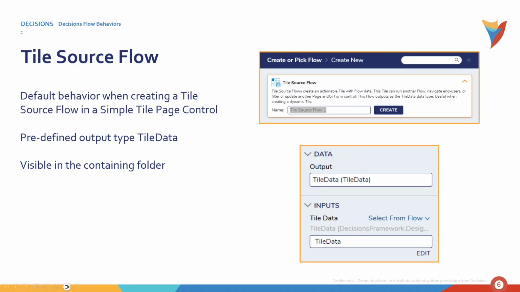Next, we have the tile source flow. This is the default behavior when you create a tile source flow in a simple tile page control. You'll notice when you create this type of flow, the output on the flow's end step will be pre-configured to accept a particular type of output called tile data. You cannot change this output when the flow behavior is selected, and it's part of the flow's intrinsic properties. This output right here is what I'm talking about. This comes pre-configured on the output end step when you create a tile source flow.